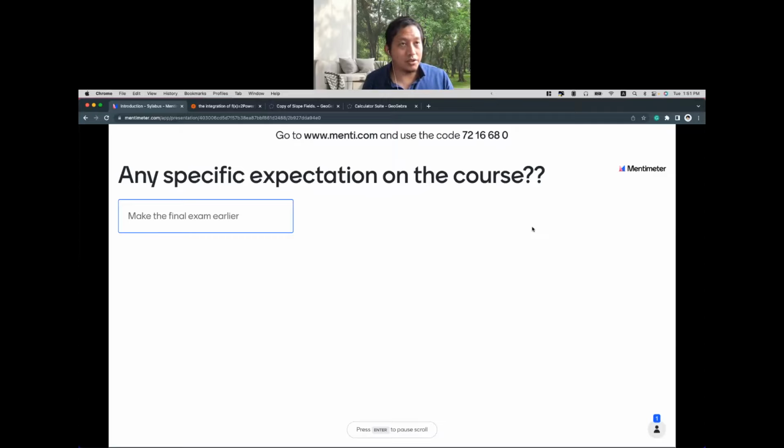Okay, make the final exam earlier. Good, I think that's a good expectation. So that means I can do that. I think I can make some parts faster, because some small parts can be skipped, so not all sections in the textbook. Practice questions for the quiz and midterm, yes. I will make sure that before the midterm and the final exam, we will have some small review and practice.